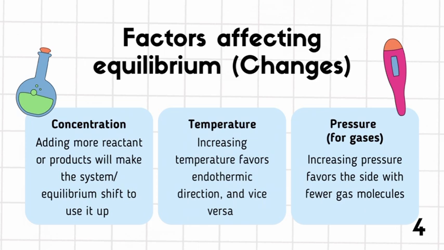There are three main factors that affect equilibrium. 1. Concentration. If we add more reactants or products, the system shifts to use them up. 2. Temperature. Increasing temperature favors the endothermic direction, while decreasing temperature favors the exothermic direction. 3. Pressure. For gases, increasing pressure favors the side with fewer gas molecules, while decreasing pressure favors the side with more gas molecules. Let's go into each factor one by one, starting with concentration.